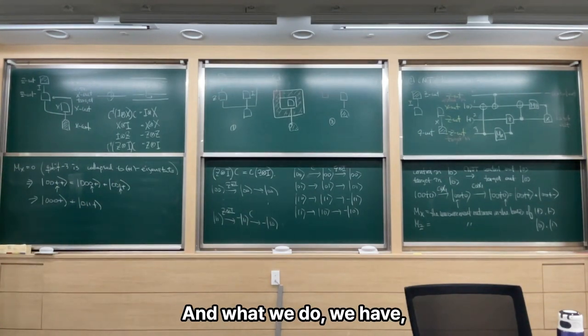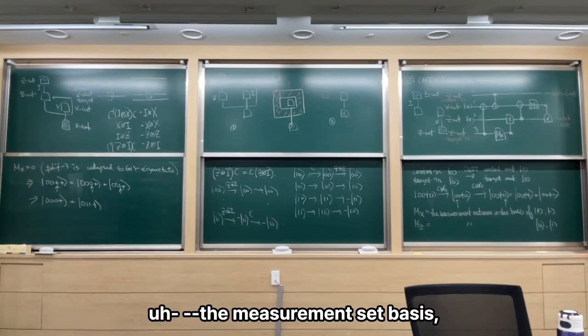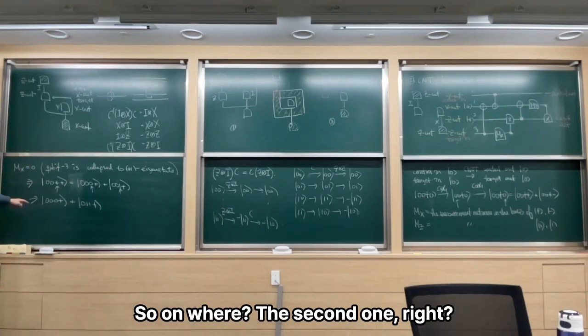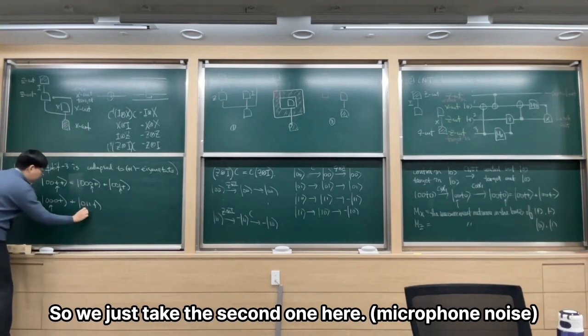And what we do, we have the measurement in the z basis. That basis means that we take a measurement based on 0 and 1 ket. So on where? The second one, right? So we just take the second one here.